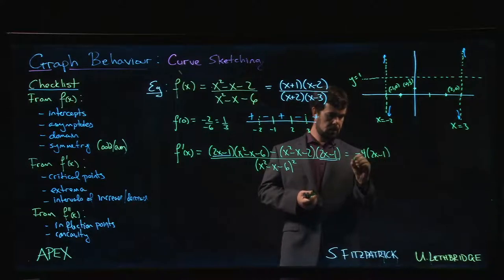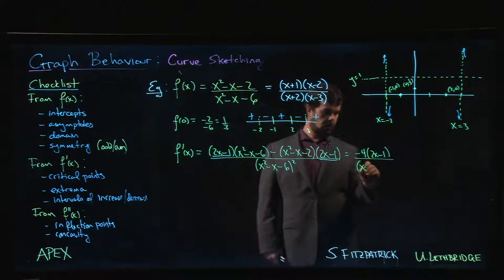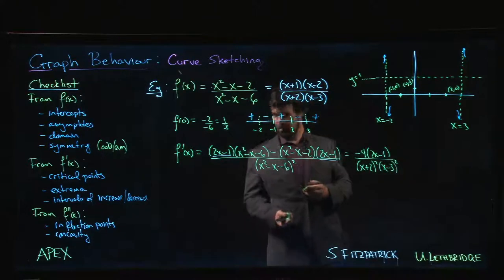times 2x minus 1. And we can factor that bottom if you like, right? We know that this is going to be x plus 2 squared times x minus 3 squared. Okay.